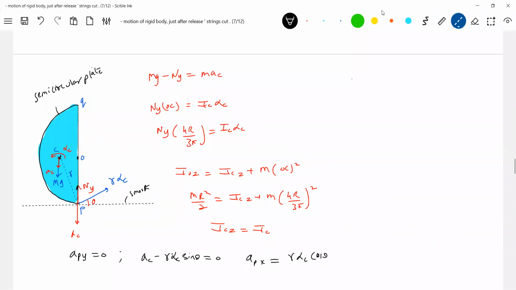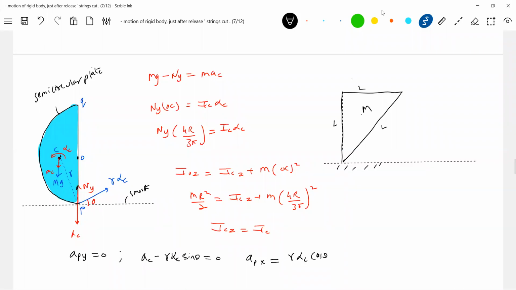Okay, I helped you with the semicircular plate. Very simple, that's the whole idea. So now what you should try: some other objects. A triangular plate, like this. An equilateral triangle. Release it. Just after release, you have to calculate the acceleration of point P.